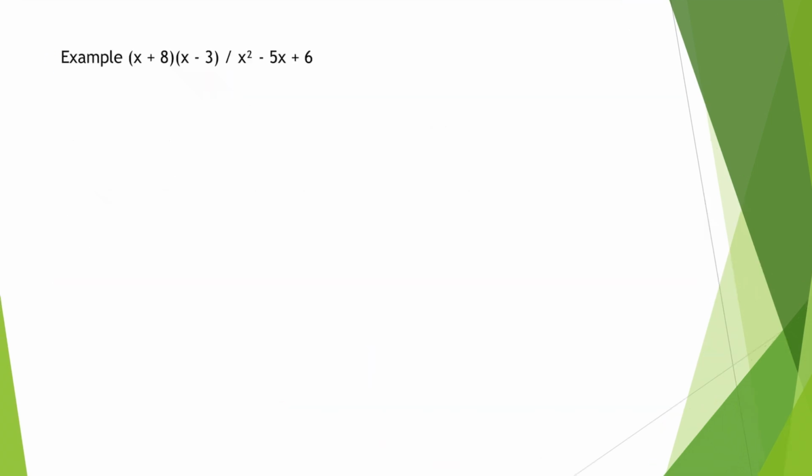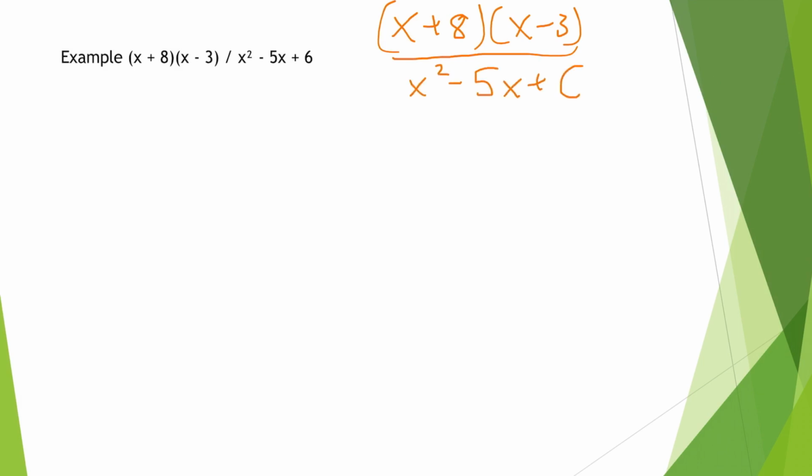We have an example here where we're supposed to find the vertical asymptotes. I'm going to start by writing it down. We have (x plus 8) times (x minus 3) upon x squared minus 5x plus 6. Now, whenever you're trying to find the vertical asymptotes, make sure that your numerator and denominator are both in the factored form. Over here, you'll notice that your numerator is in the factored form, but the denominator is not. Okay, this needs to be factored. So we're going to work on that.